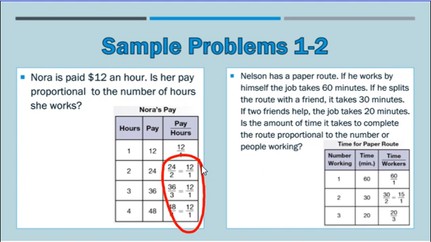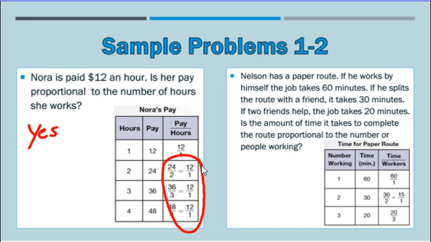So is her pay proportional to the number of hours she works? Yes. If the pay to hours were not the same, it would not be proportional. But because it is, her pay is proportional to the number of hours she works.